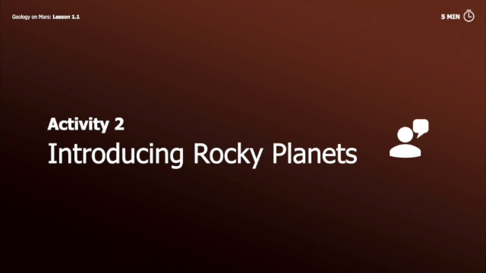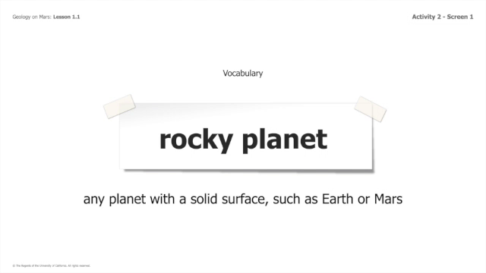But today, we're going to be just introducing ourselves to rocky planets. A rocky planet is any planet with a solid surface, such as Earth or Mars, meaning that the planet is solid, not a gas or liquid.